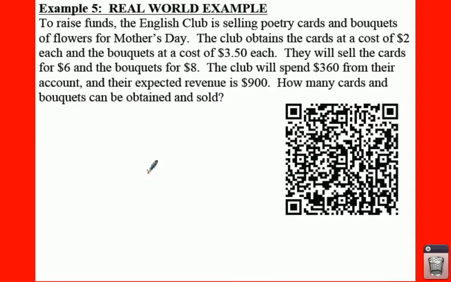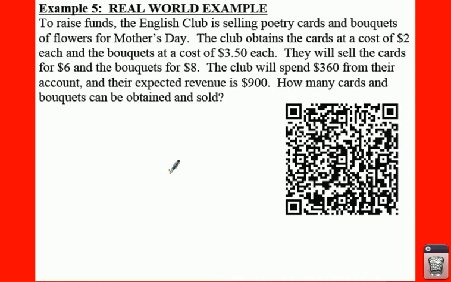Okay, so let's get back to the example. Here the English Club is trying to raise funds to sell poetry cards and bouquets of flowers for Mother's Day. So the club obtains the cards at a cost of $2 each, and the bouquets at a cost of $3.50 each. They'll sell the cards for $6 and the bouquets for $8. So what they're hoping to spend is $360 from their account, and they're hoping to generate $900 of revenue. So we want to figure out how many cards and how many bouquets can be obtained and sold.